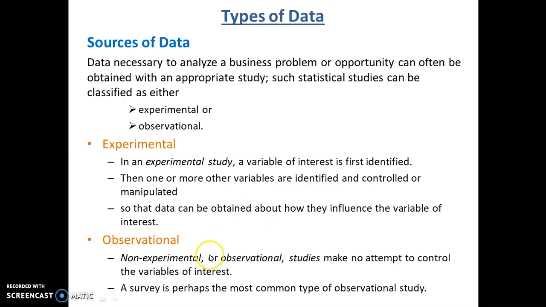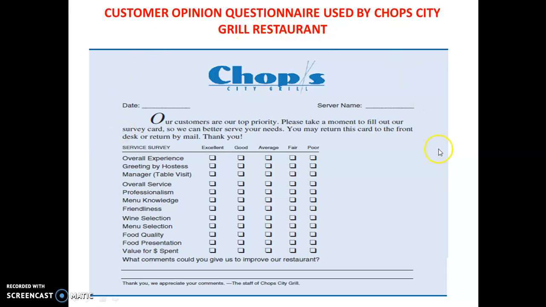And observational, in the sense, you can take a review. Okay, a non-experimental or observational study makes no attempt to control the variables of interest. A survey is perhaps the most common type of observational study. Here we have a number of surveys. Based on different parameters, they are going to give excellent, good, average, fair, or poor. So based on all this, we are going to review this. So here there are only observations. There is no arithmetic operation. There is no process. There is no mapping at all. So only observation. Based on the observation, you will be able to select it.